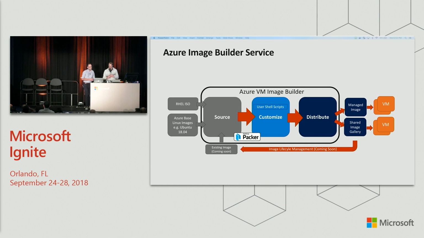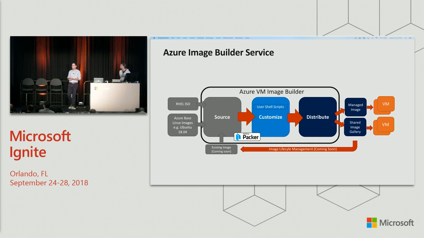So what Paul mentioned was, for source, we allow the ingestion of two types currently. For private preview, what you can do is you can pass in a link to a RHEL ISO. So you'd go to the Red Hat Download Center, and you go and copy and paste in the ISO and the checksum, and then what happens is the Azure VM Image Builder will ingest that ISO for you.